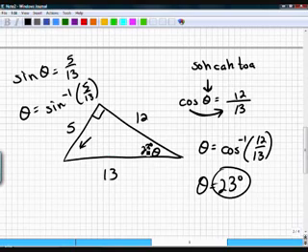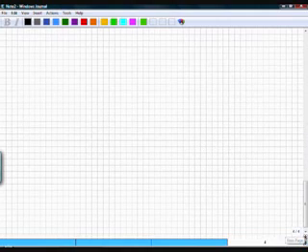There you go. 90 plus 23 is 113, so this should be 67. Or the easy way: if this is 90, then these other two also have to add up to 90. So 67 and 23, that's 90. Does that match up with what I said a while ago? Smaller angle, smaller side. Bigger angle, bigger side. Next problem.